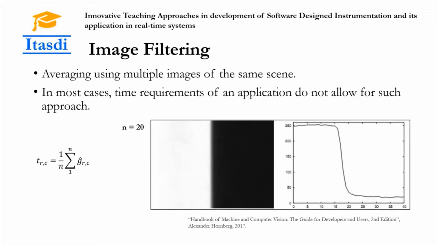The most efficient way to remove noise is to perform averaging using multiple images of the same scene. However, this is very time-consuming, and in most cases, time requirements of an application do not allow for such approach. On this slide, the image of the same edge as before is shown, obtained by averaging 20 images. You can see that the extracted edge profile is much less noisy.